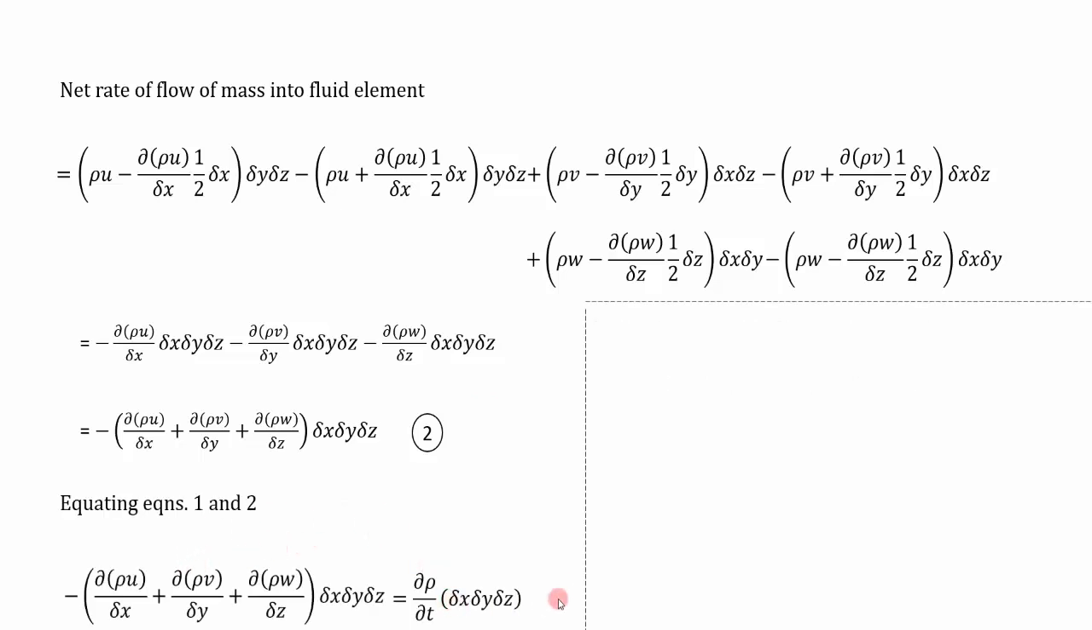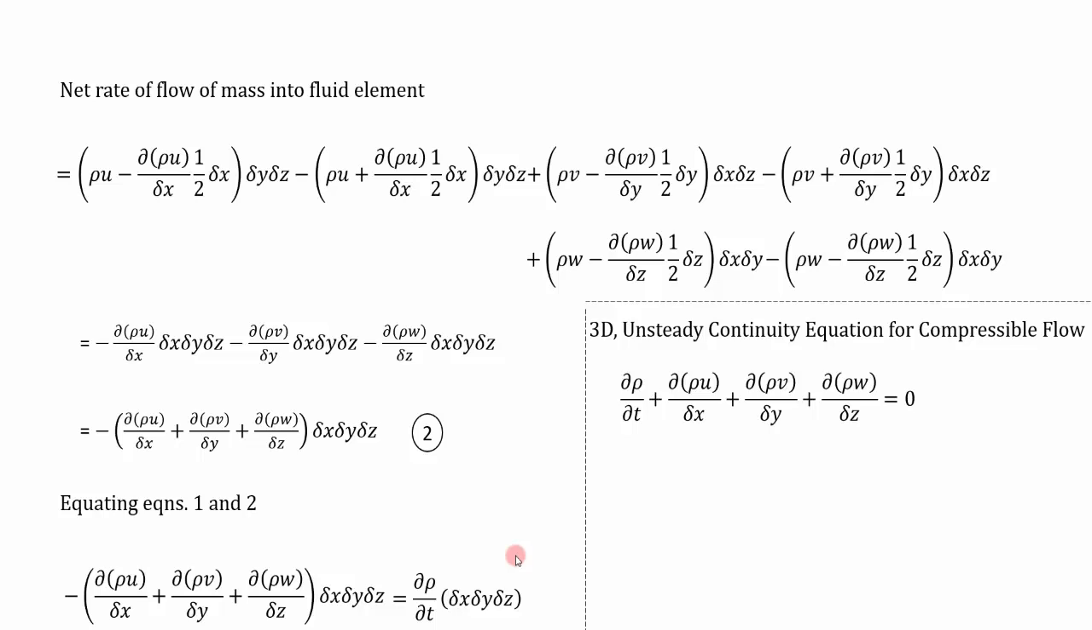So if we equate these two things, these x, y and z terms can be cancelled out, and this dou rho by dou t term can be brought to the left hand side. If you multiply this minus into all these things, all the terms will become minus. Similarly, the dou rho by dou t term, when it goes to the left hand side, will also get the minus sign. So everything can be multiplied by minus, and can be written in positive. So this is the 3D continuity equation for unsteady compressible flow.